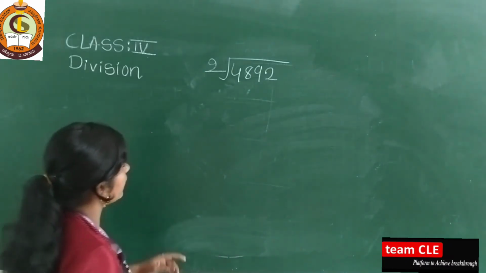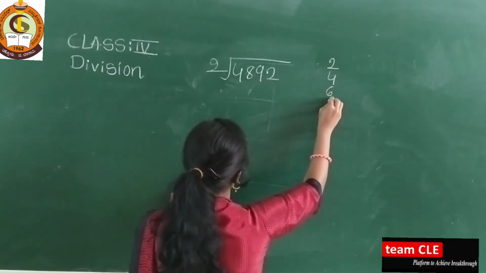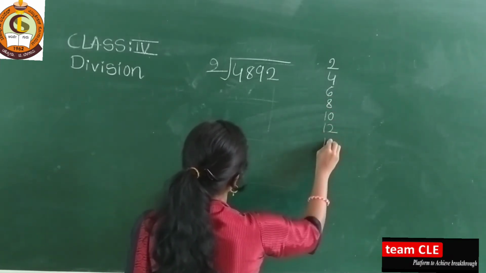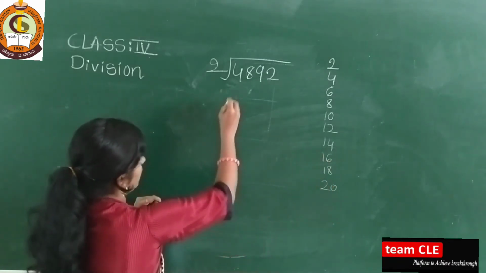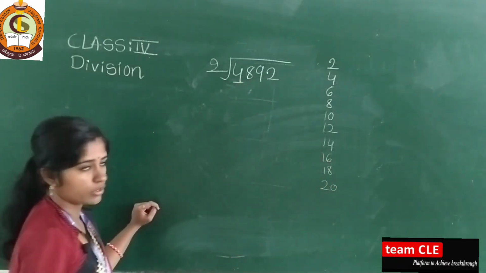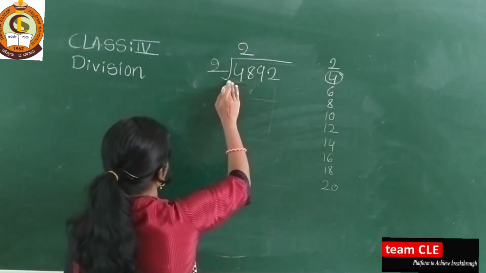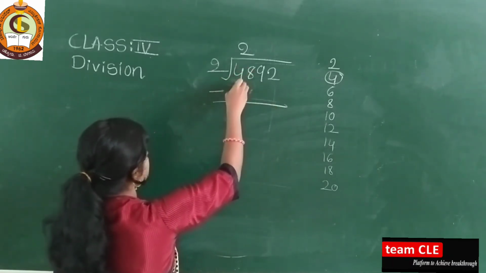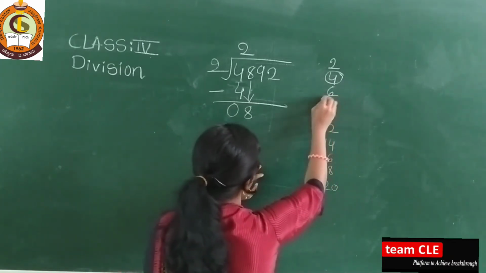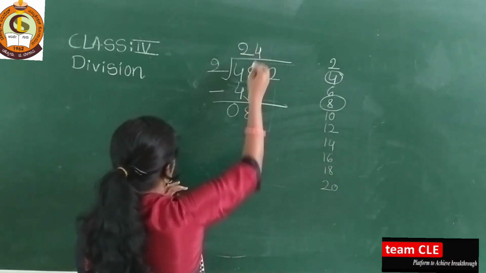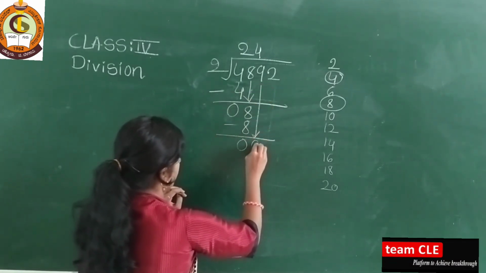Let us see. So take here, first I will write here the 2 table: 2, 4, 6, 8, 10, 12, 14, 16, 18, 20. Okay, so I will take directly here 4 because in the 2 table 4 is there. How much, 2 2s are 4. Okay, 4 minus 4 is 0. Next you take here 8 down. Next here 8 is there. Yes, 2 4s are 8. 8 minus 8 is 0. Again you take here 9 down.